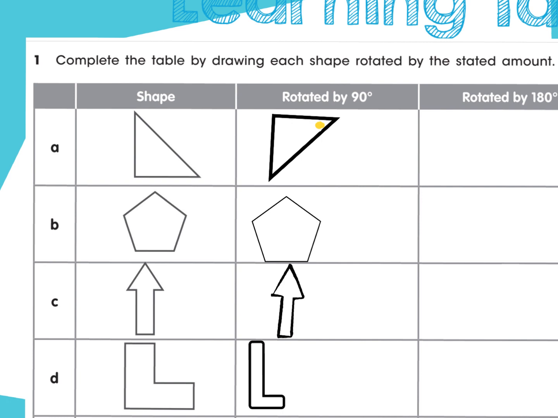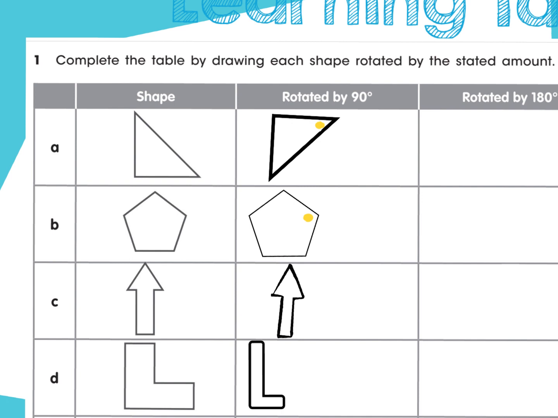So I'm going to do the same thing with this pentagon here. So I'm going to get my pen. I'm going to put a little dot there for him, okay? And I'm going to rotate that shape 90 degrees. So as I rotate it around, you guys can see that that dot is now facing a new direction, okay? So I know this helps me keep track of where I'm rotating that shape.